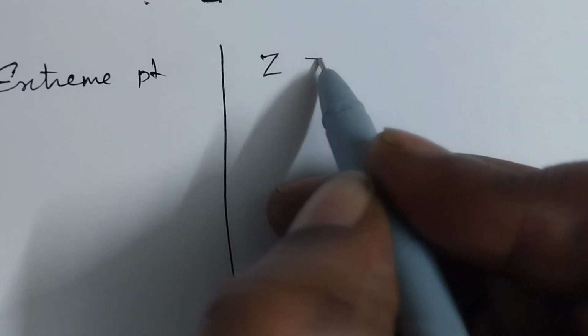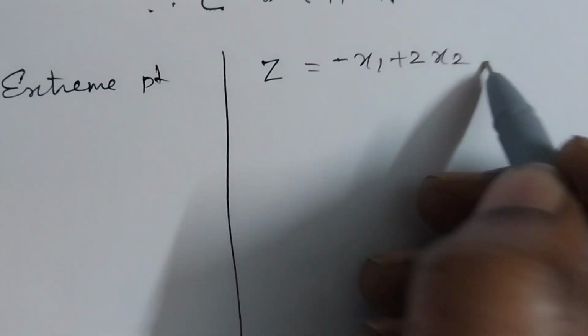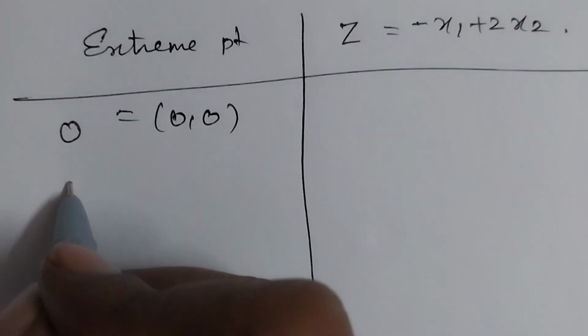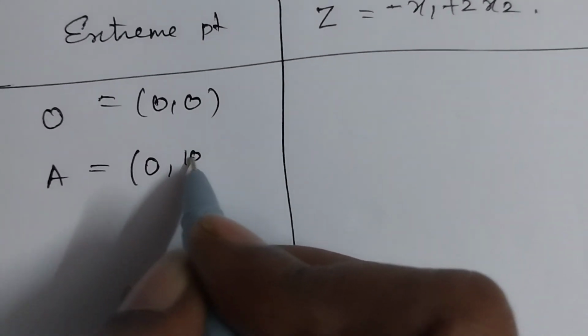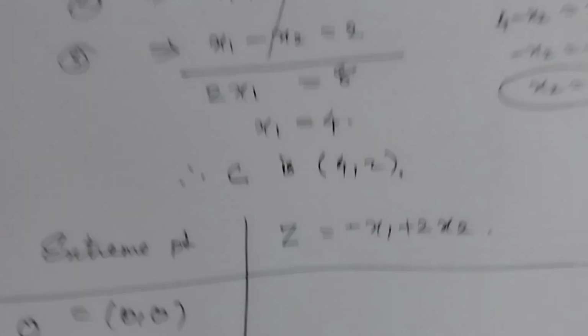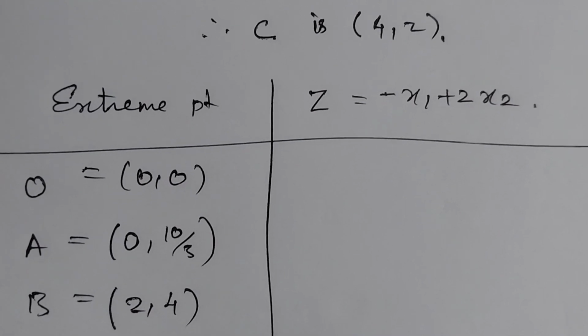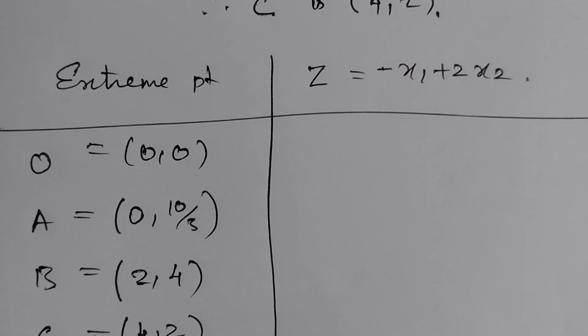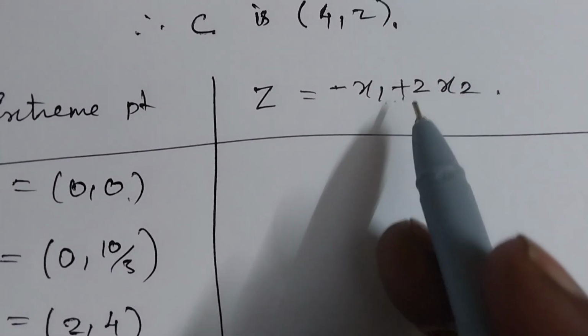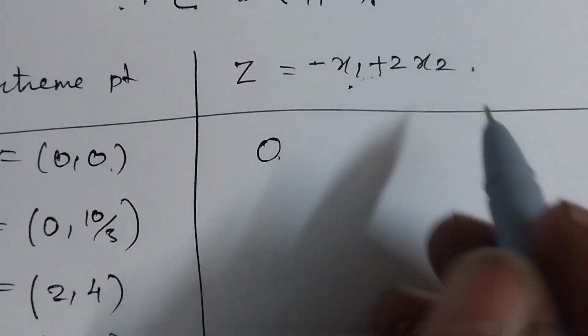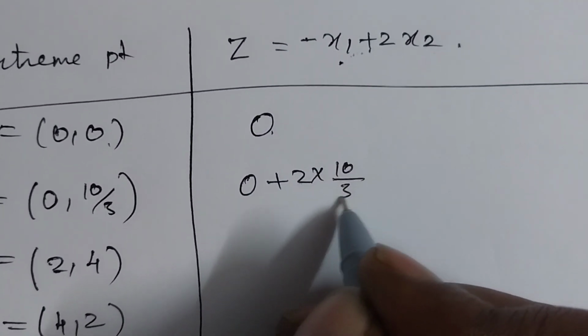Now I got all the extreme points. Now I am going to check at which point the minimum value occurs. So these are our extreme points and this is our objective function: Z is equal to minus x1 plus 2x2. First one is origin, 0 comma 0, and next is A, 0 comma 10 by 3, and B is the point we just found, 2 comma 4, and C is 4 comma 2 and D is 2 comma 0. Putting all these points in, for 0 comma 0 it becomes a value 0, and for A it is 0 plus 2 into 10 by 3, which is 20 by 3.